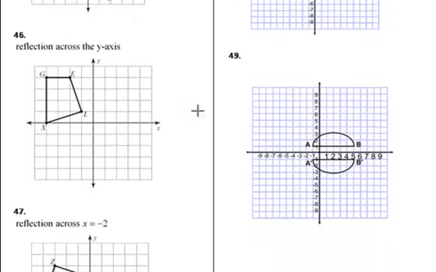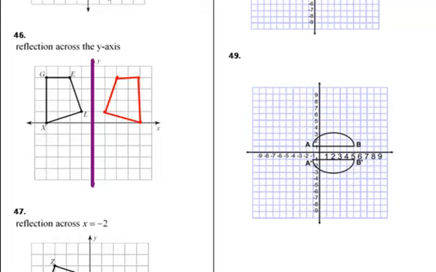Okay, 46, reflect across the y-axis. So I know here's the y-axis. So I know it's going to go to the right. This is 1 away on the left, so 1 away on the right. 2 away on the left, so 2 away on the right. This is 4 away on the left, so 4 away on the right. And G is 4 away on the left, so 4 away on the right. Connect them, and we have our new post image.